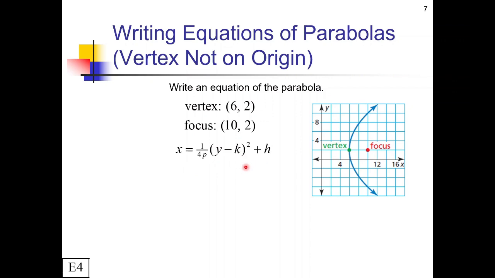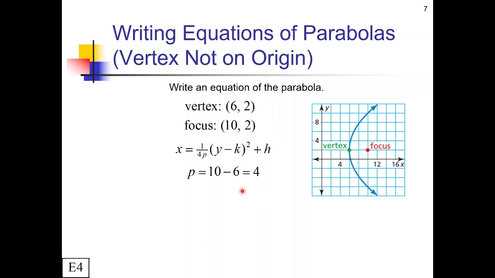And in completing this formula, we've already got the vertex. We'll just have to be careful about plugging that in. So that means we just need to figure out the p-value. For this one, since we have the focus and the vertex, we can just do focus minus vertex. Just get this distance right here, and we can read it off the graph, but if you do 10 minus 6, you can also see numerically that this is a distance of 4 for the p-value.